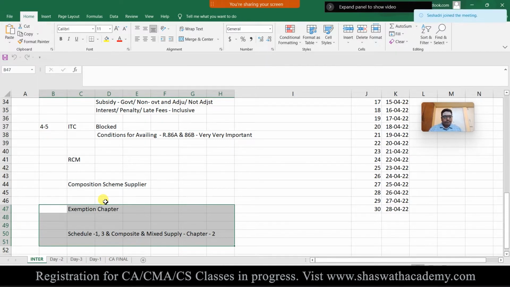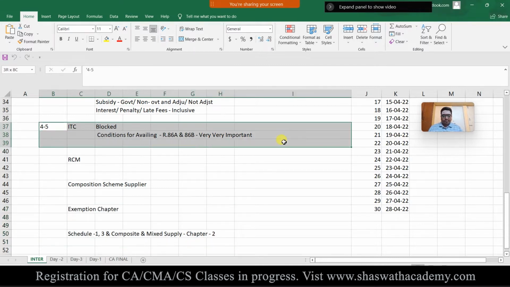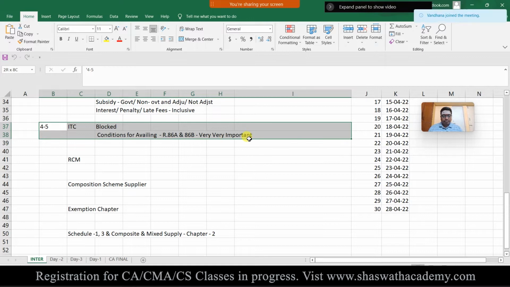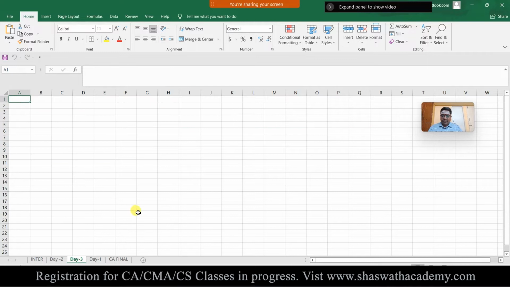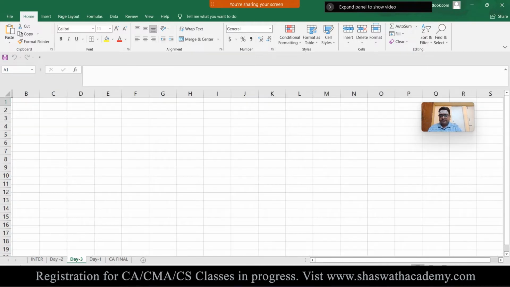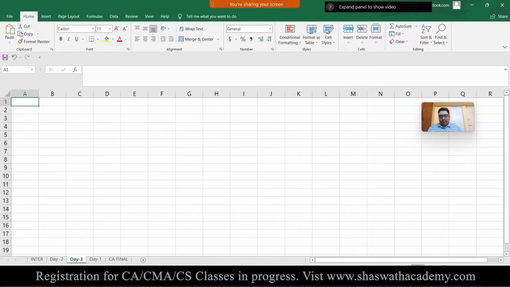And yes, we will start with the very important concept of block credit and conditions for availing input tax credit. A very short and important question from the examination perspective. So let's quickly get into this area. We have already covered all those aspects, so straight away I'm getting into day 3 discussion. Here we go, my dear. Straight away we'll start.